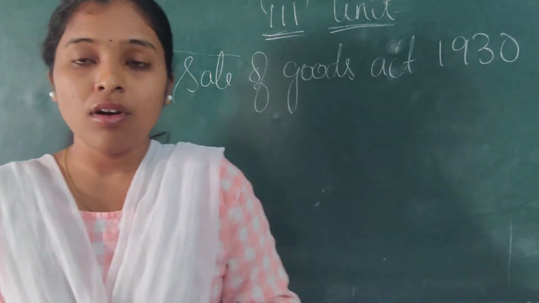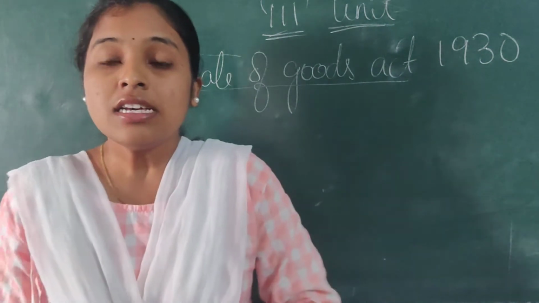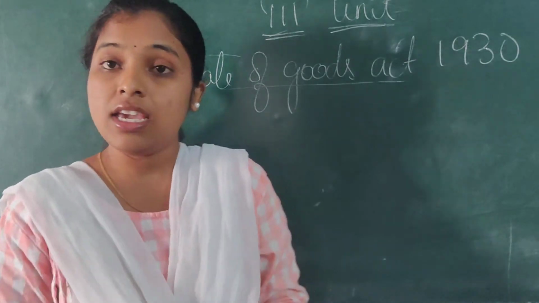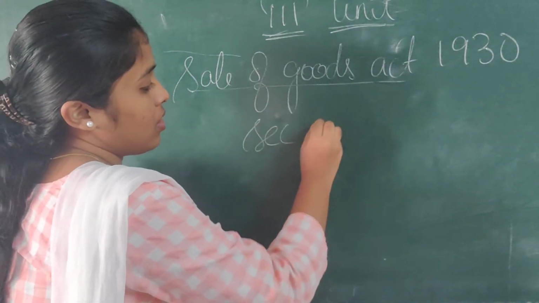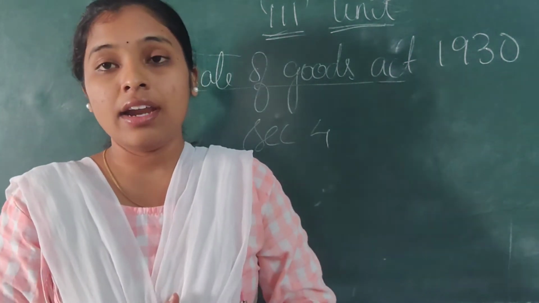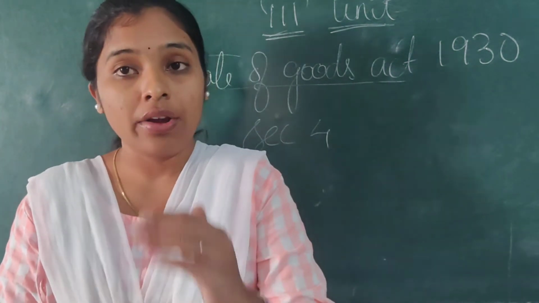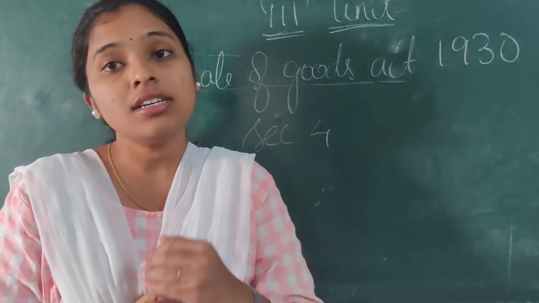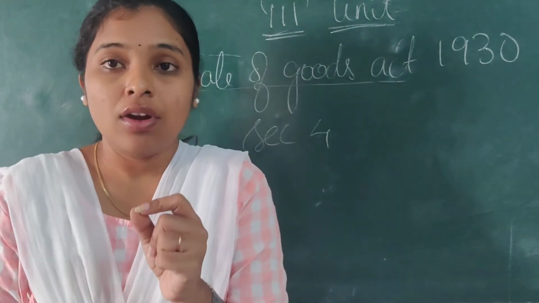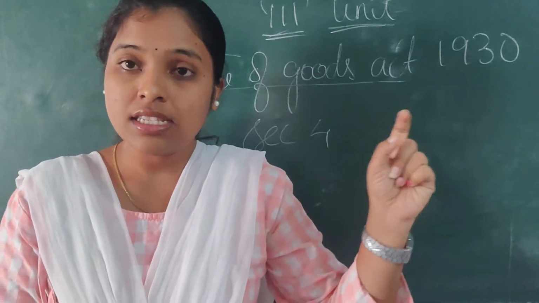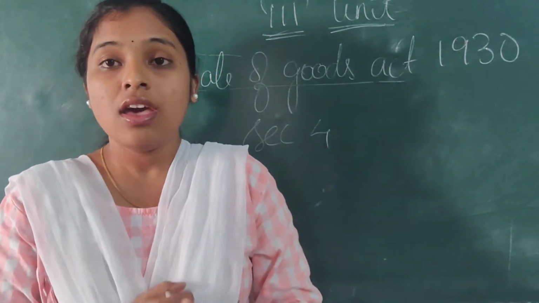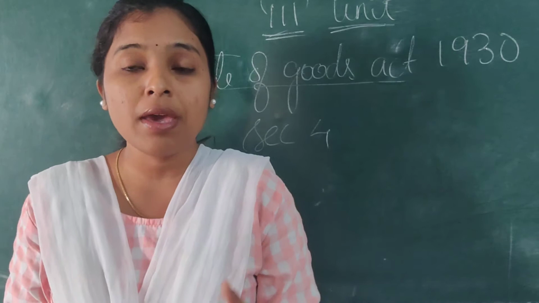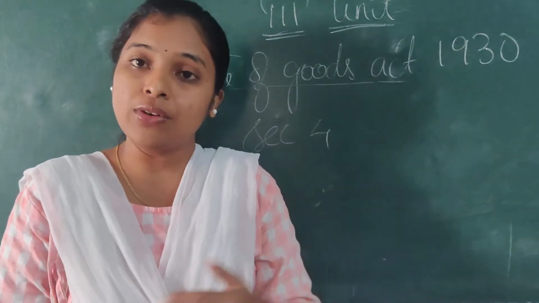So here first of all, what do you mean by Sale of Goods? According to the Sale of Goods Act 1930, Section 4 defines that where a seller transfers or agrees to transfer his property to the buyer, it is called a sale of goods.